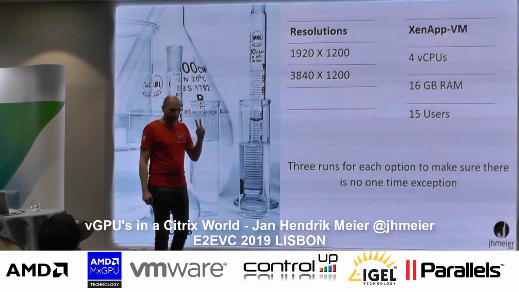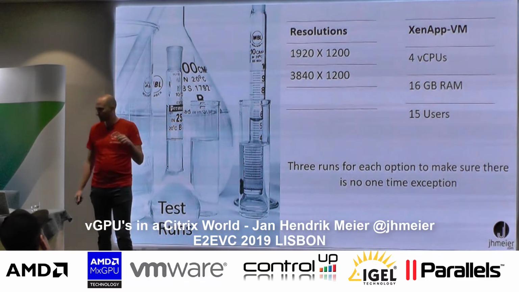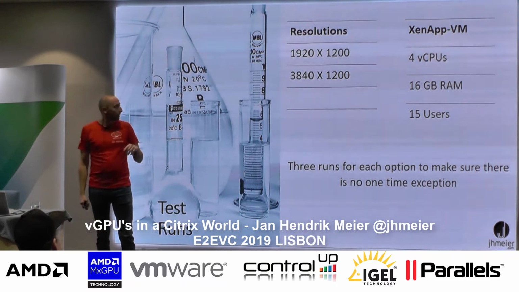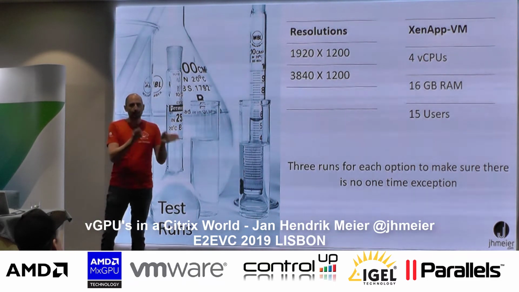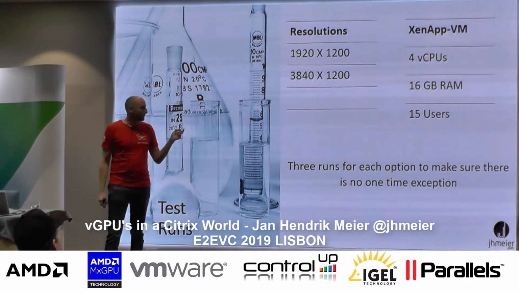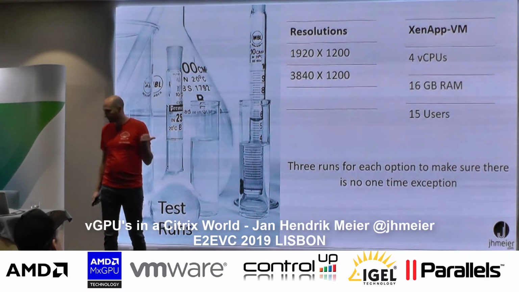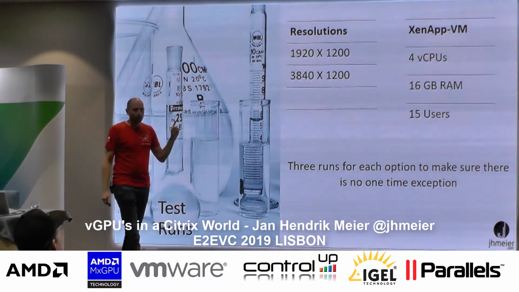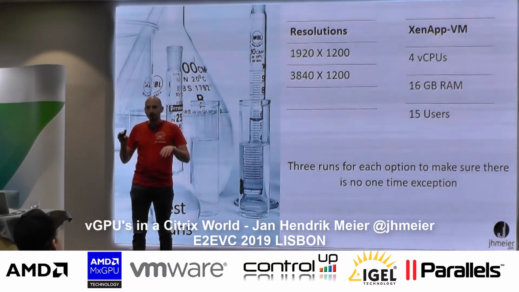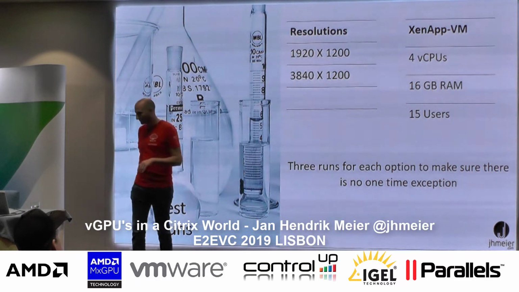And we had two resolutions. One was 1920 by 1200. And we doubled it, so that you have like from one screen to double screen, to just see the changes. The VM itself had 4 vCPUs, we had 16 gigs of RAM, and we connected 15 users. To make sure it's no one-time exception, we did every test 3 times to see if there's a change in one run or if it's always looking the same.